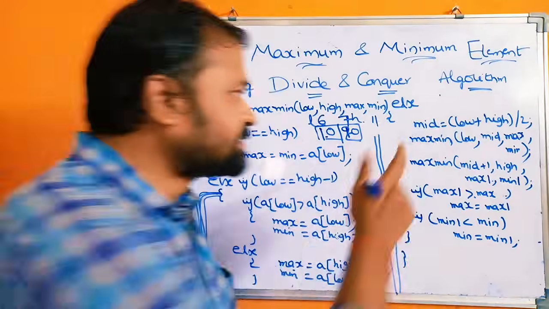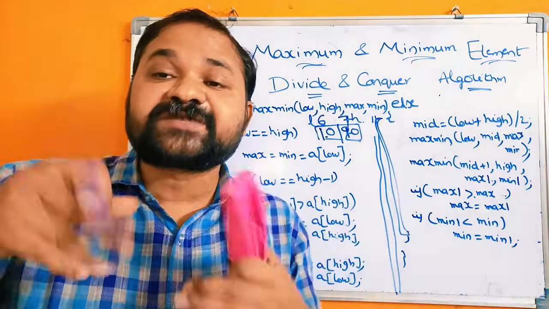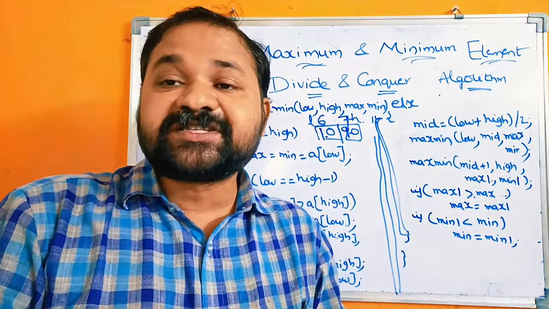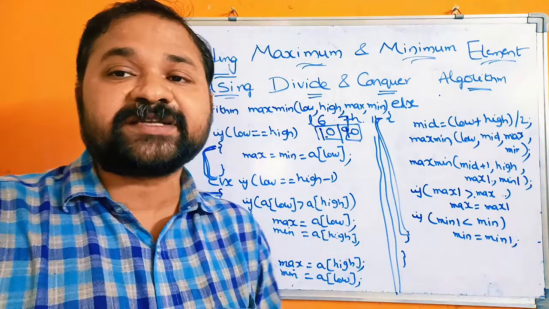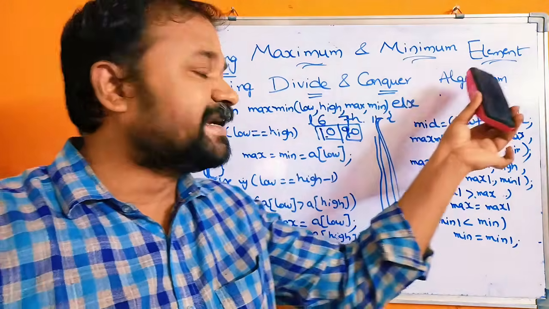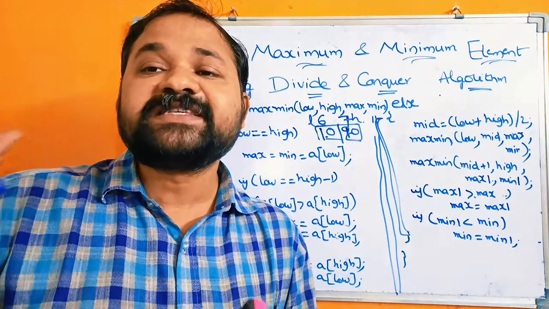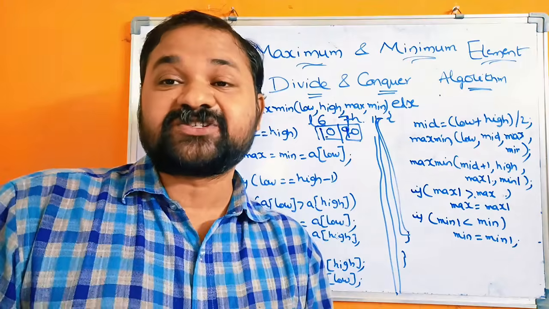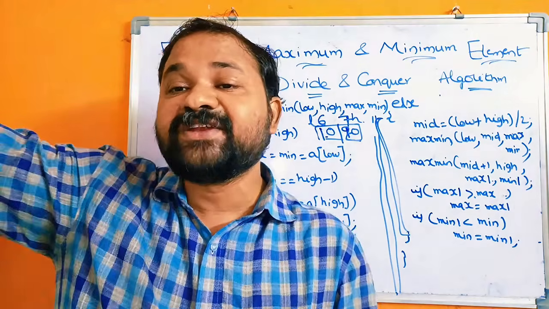Okay. Else, this else block will get executed if the list contains more than two elements. If the list contains more than two elements, which approach are we using? Divide and conquer algorithm. We know that the divide and conquer algorithm is implemented using three steps. The first step is the divide step. In the divide step, the given list is divided into two parts.